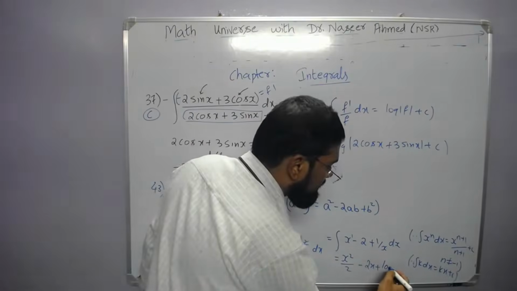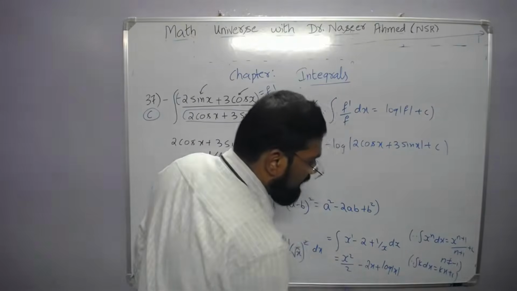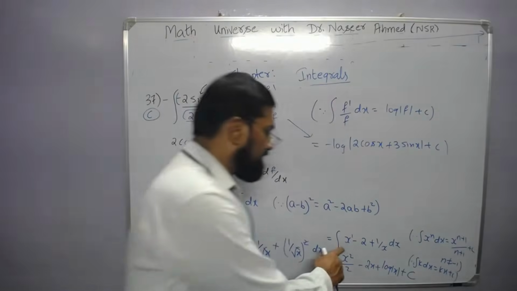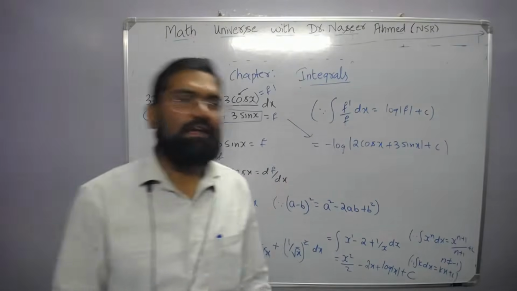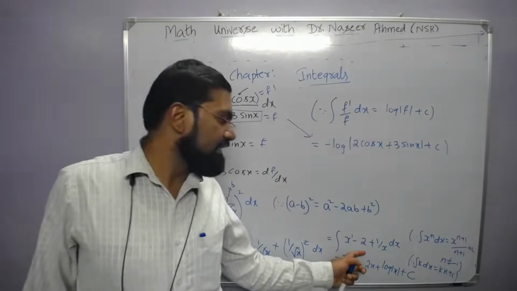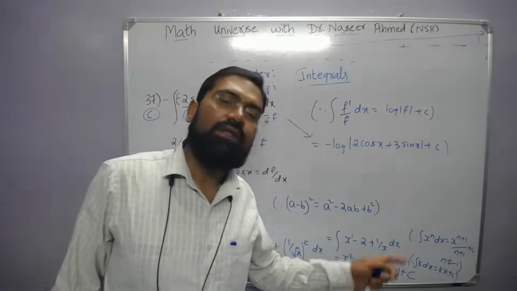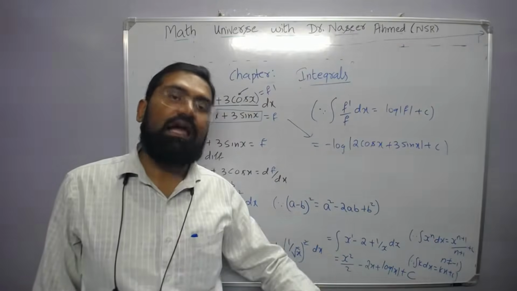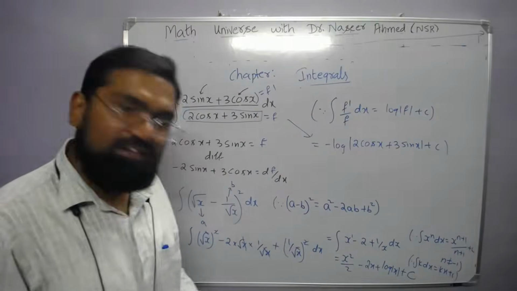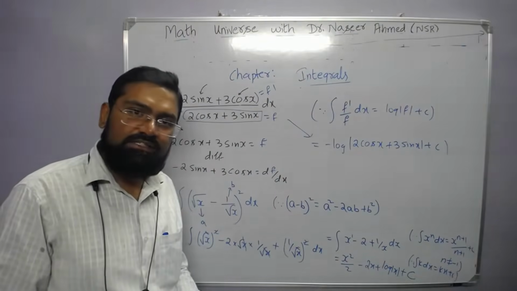Log mod x. And for all the integration, only one constant we are going to add. Actually, we can add 3 constants. Let us suppose for this we'll add the constant to be C1, for this C2, and for this C3. C1 plus C2 plus C3, I can take as one bigger C, that is capital C here. Okay, fine. So which option is matching with this?